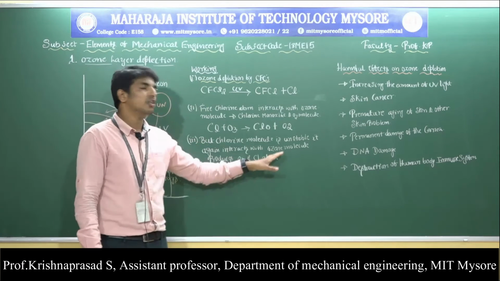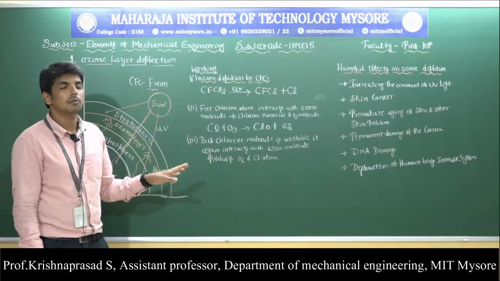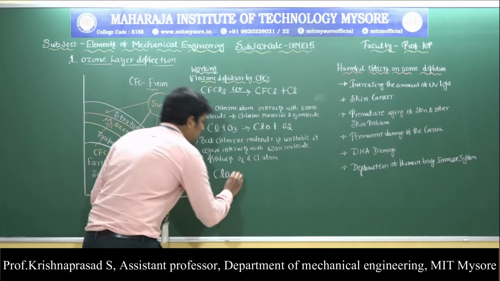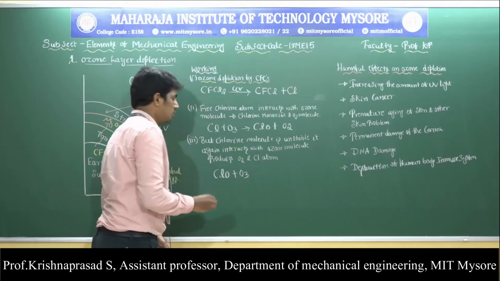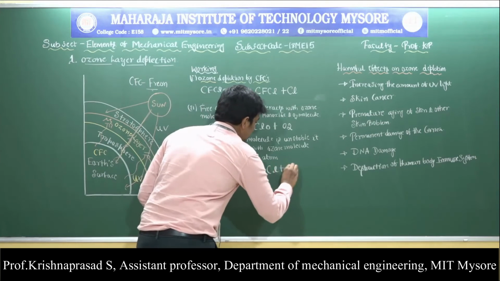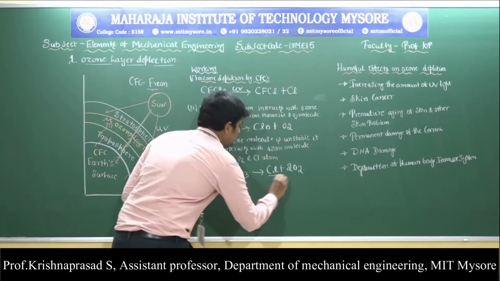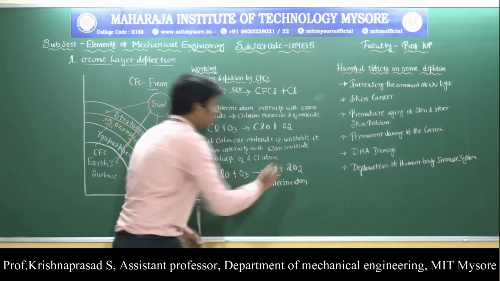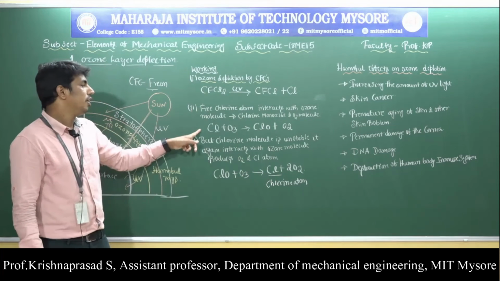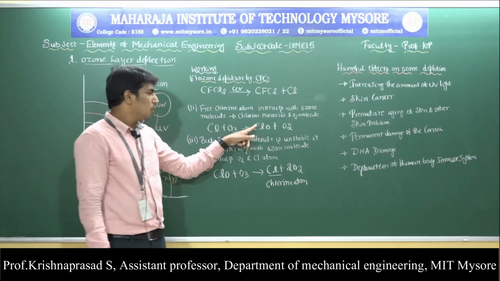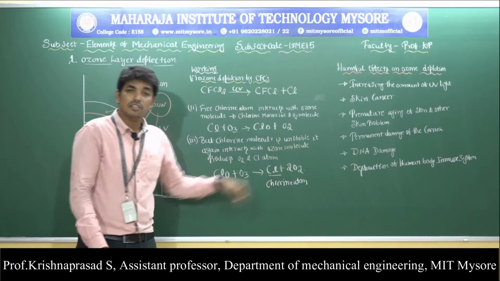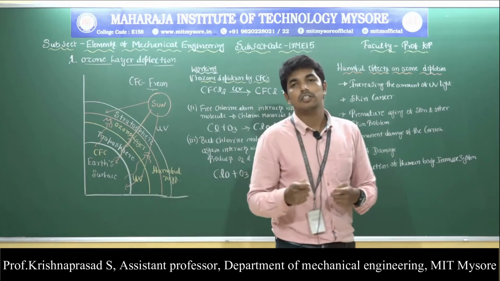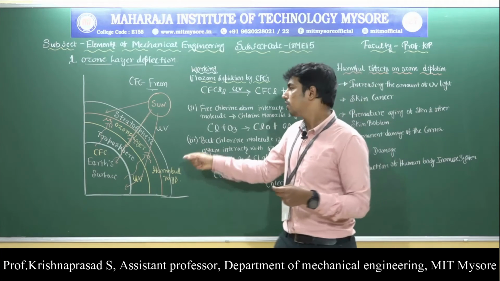Chlorine monoxide again interacts with an oxygen atom, and this will give rise to chlorine atom and oxygen molecule. This chlorine atom again interacts with the ozone molecule, again giving rise to chlorine monoxide and oxygen molecule. This reaction is repeated again and again, and it gives rise to a large number of ozone layer holes.